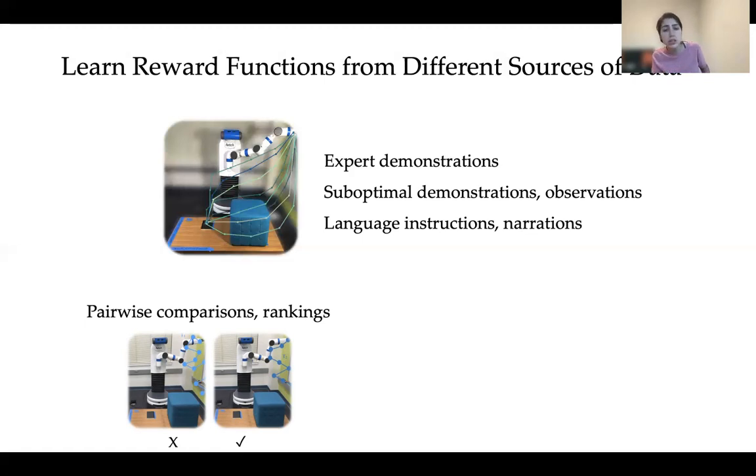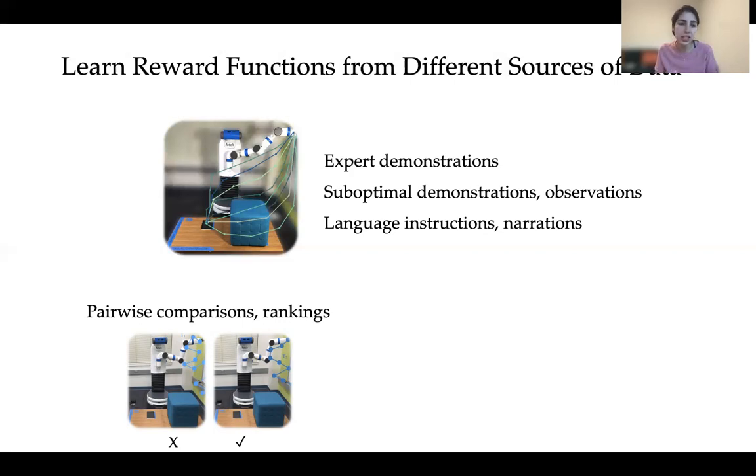So this is also a very interesting source of data because it doesn't rely on expert demonstrations. It doesn't rely on someone coming in and teleoperating this robot. Instead, the robot by itself is automatically going to generate two different trajectories, maybe A and B, and then it's going to ask a user, well, which one do you prefer? Do you like A or do you like B? And then based on that response, it's going to automatically generate the next set of questions.